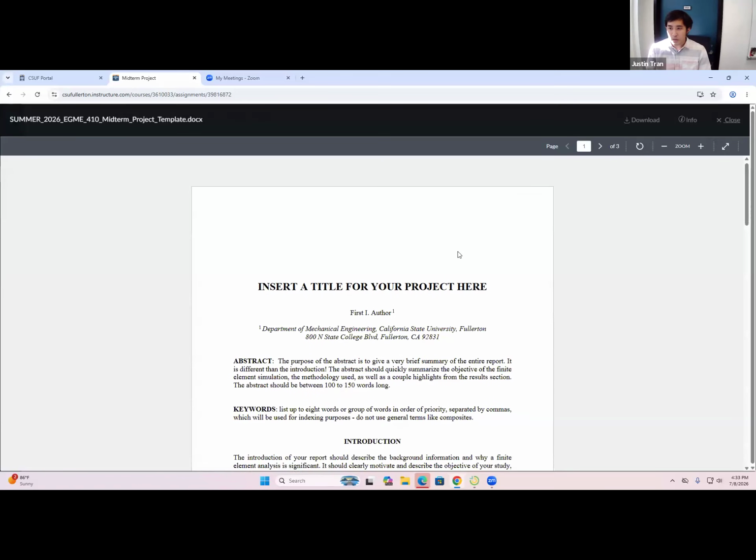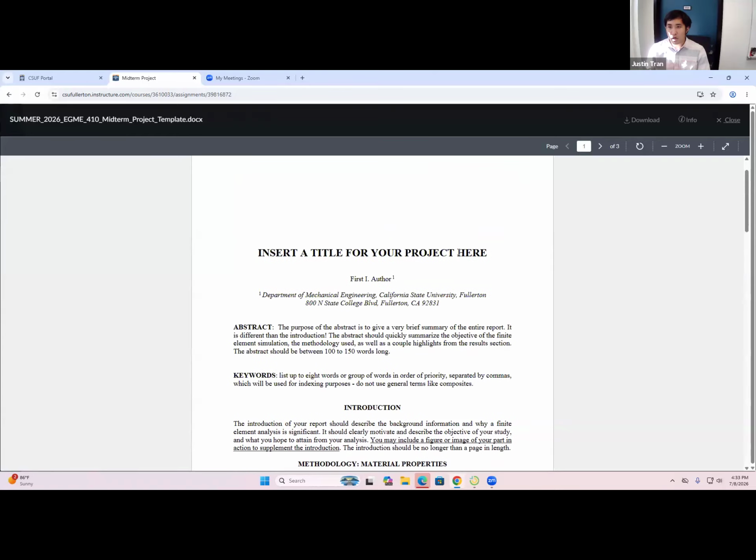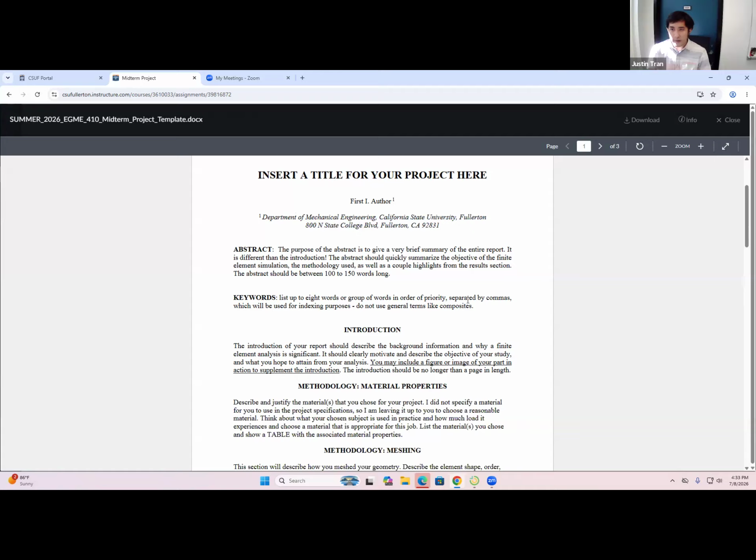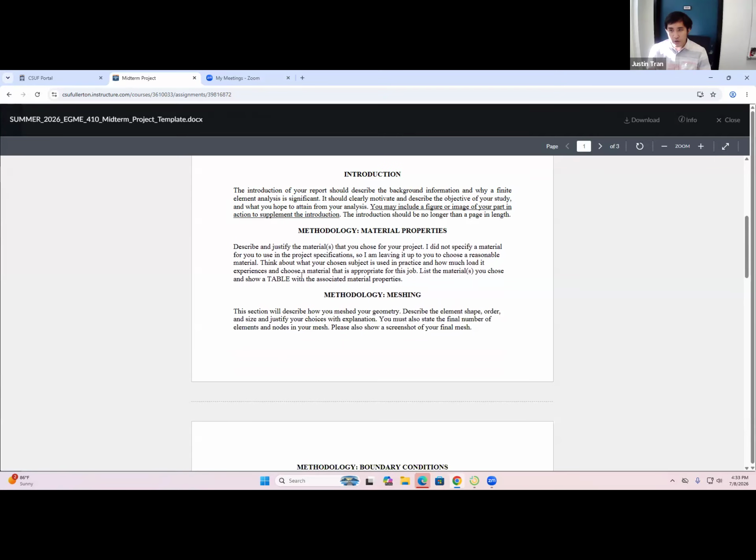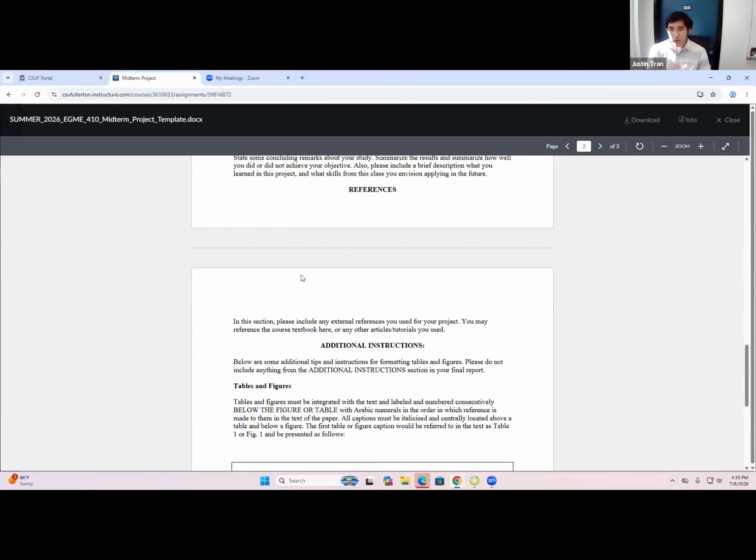Okay, so this is the template for the report. This template is a very basic template for a scientific report. You have a title, and you put your name. You are the only author here. Okay. And you are part of the mechanical engineering department at Cal State Fullerton. Okay. And here I have all the different sections that I would expect in the report.